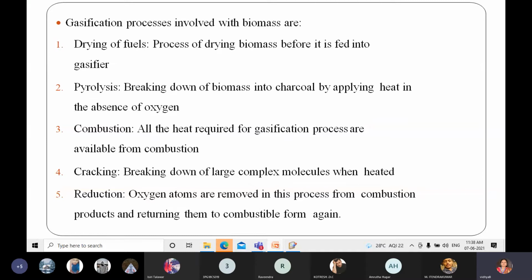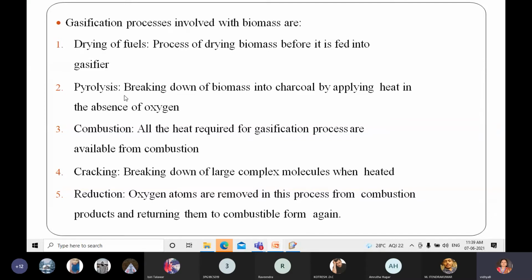Next is the gasification process involved with biomass. These are the stages: drying of fuels, pyrolysis, combustion, cracking and reduction. First is the drying of fuels. Drying of fuels means the process of drying biomass before it is fed into the gasifier. Before we supply it to the gasifier, we first dry the biomass, and next it is fed to the gasifier.